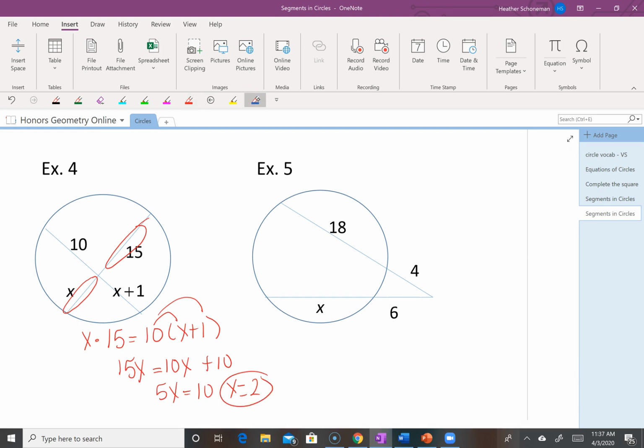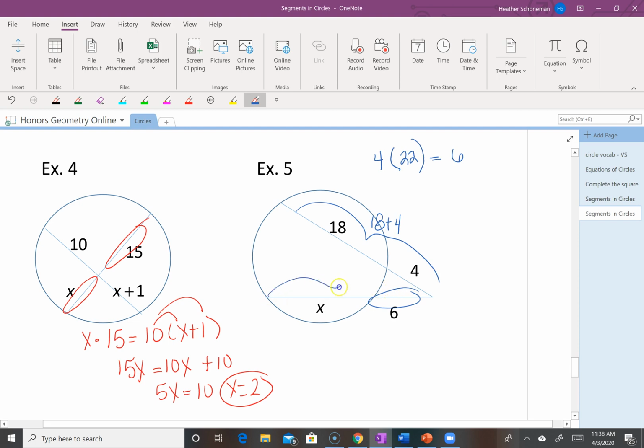All right, example number 5. Got 2 secants. It's outside of the circle. When it's outside of the circle, it's part times whole. Okay, so the part that's outside is 4 times the whole length is going to be 18 plus 4, which would be 22, equals the part outside, which is 6, times the whole length, which is 6 plus x. So over here I get 88 equals 36 plus 6x. 88 minus 36 would give us 52 equals 6x.